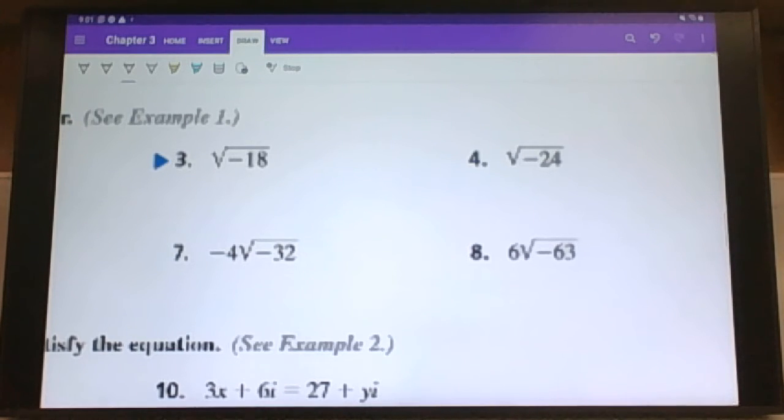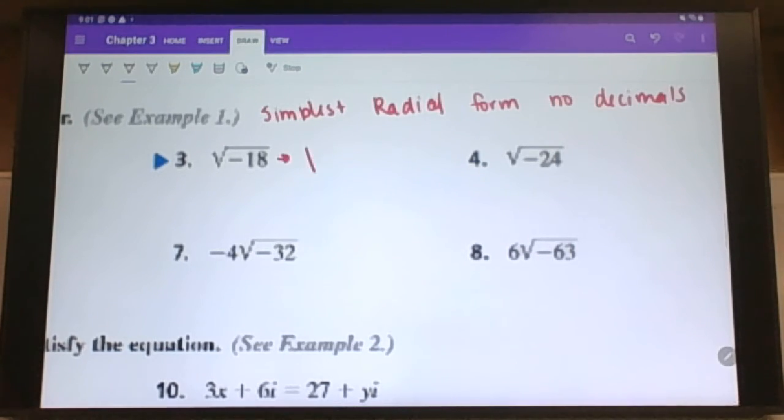No decimals, you guys. I want these in simplest radical form. And that means no decimals. So when I think about 18, I have to think of perfect square factors.